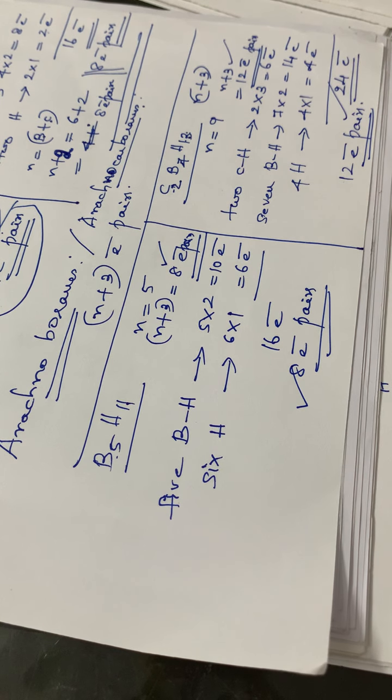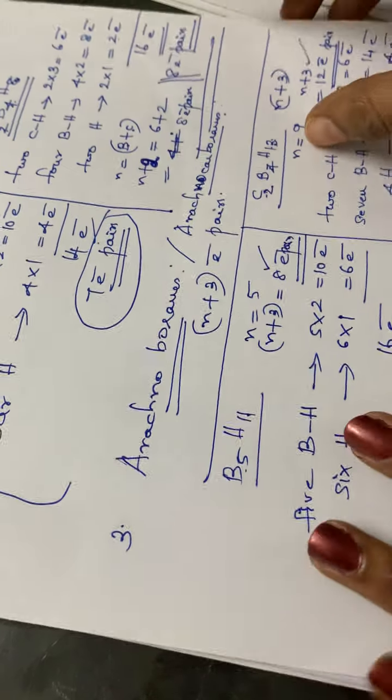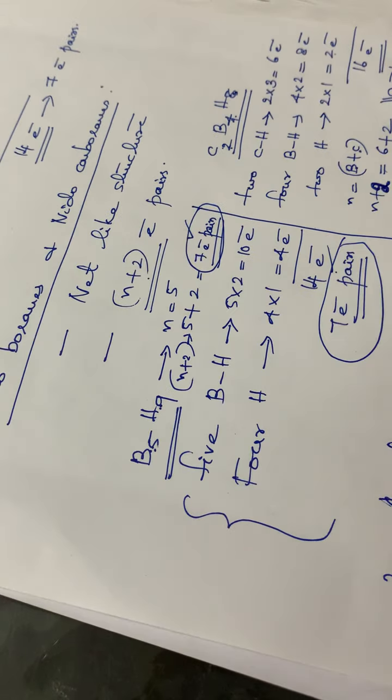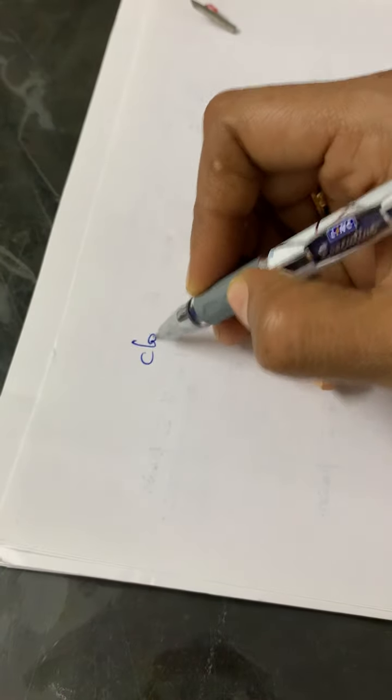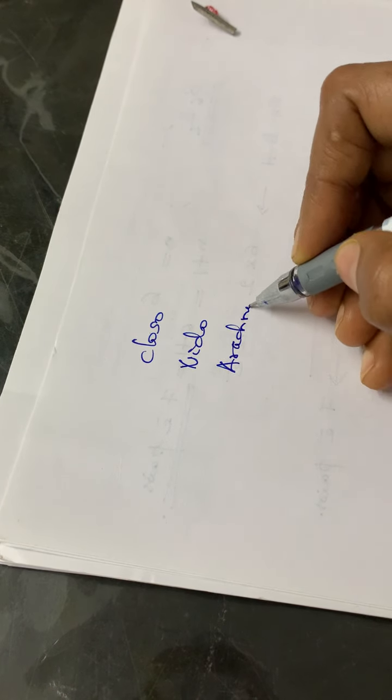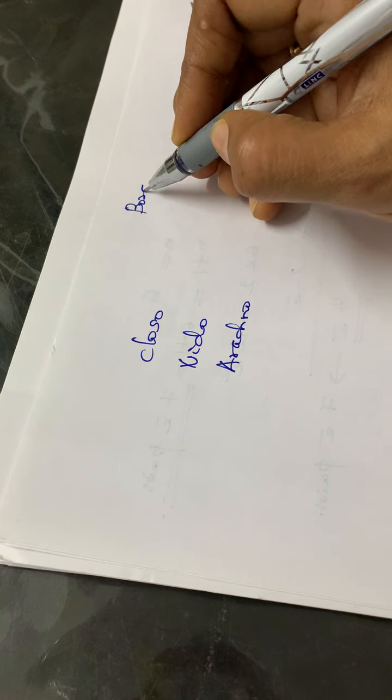So this is how we have to apply Wade's rule. I had taken it in a common topic, in a combined form, that is closo, nido, arachno boranes as well as carboranes. If you are asked to calculate for boranes, you have to identify whether it is a closo, nido or an arachno species first. Then for both boranes and carboranes, the formulas are the same.